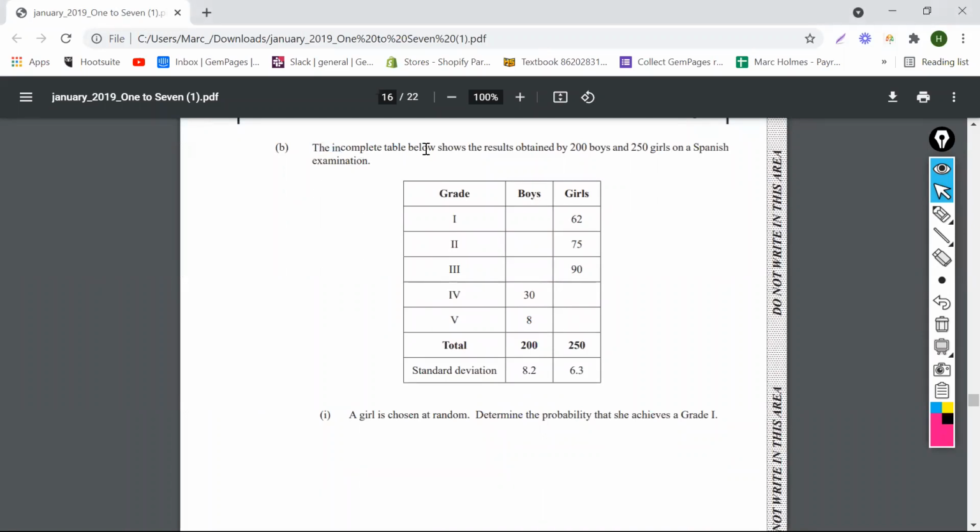And it says, the incomplete table below shows the results obtained by 200 boys and 250 girls on a Spanish examination, right? So this is the situation, guys. 200 boys, 250 girls. Standard deviation is 8.2. I don't know the rest still. So it says here, calculate the probability that a girl receives a grade 1. So it's kind of obvious, 62 over 250 would be the probability. And if we work that out, guys, we can use a calculator still. It's 250 girls.